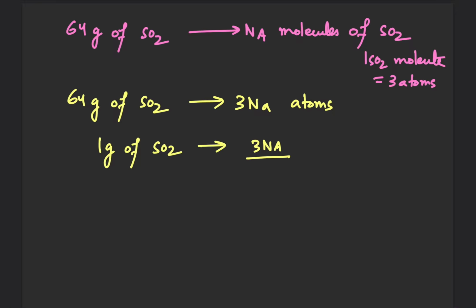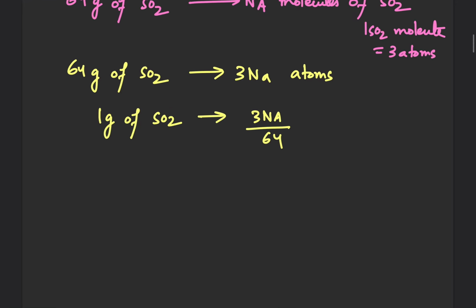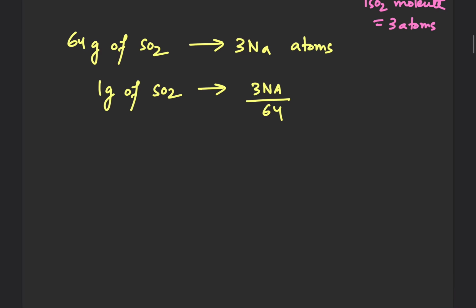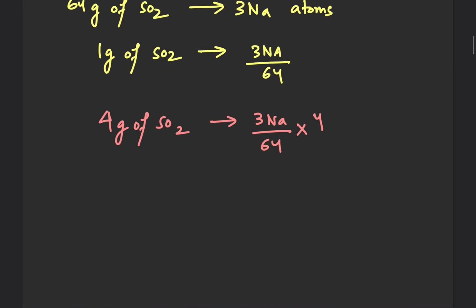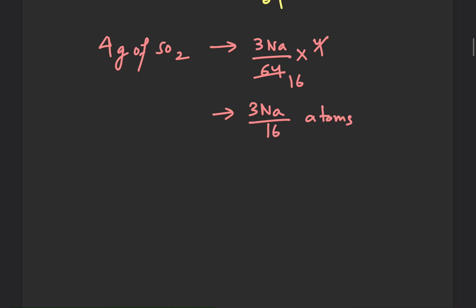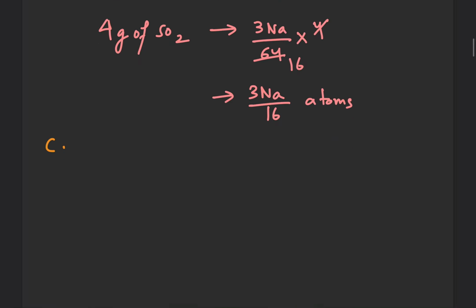Therefore 1 gram of SO2 will have 3 Na by 64 atoms, and in the question they are asking 4 gram. So 4 gram of SO2 will contain 3 Na by 64 into 4, so 4 by 64 is 1 by 16. Therefore 4 gram of SO2 will have 3 Na by 16 atoms. Then let's go and see C.